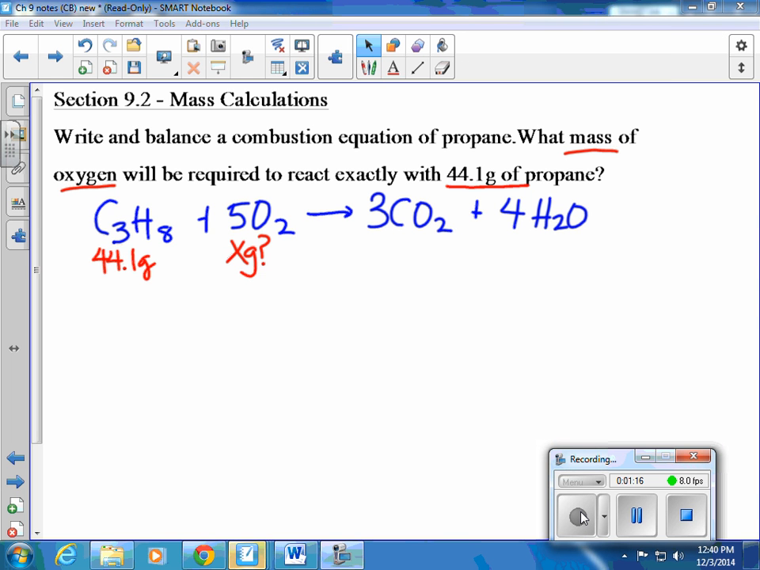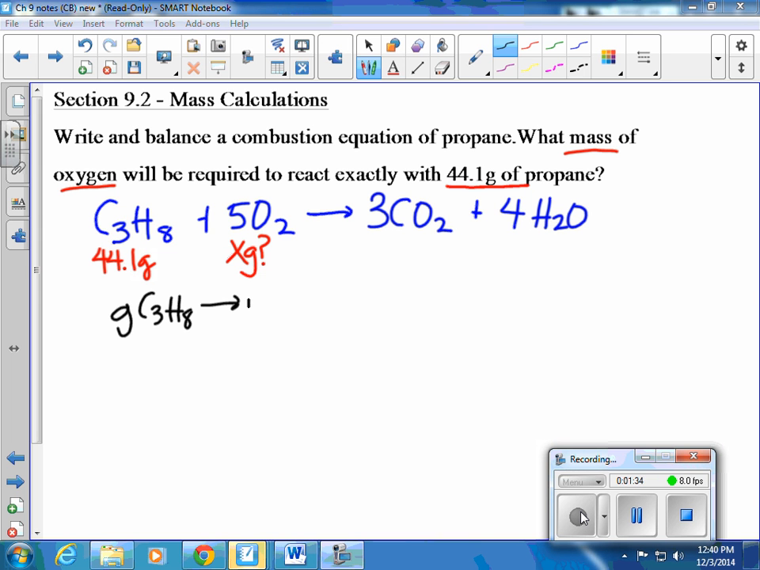Propane, not protein. Okay, so now if we take a look, I'm going to do a little mole map. What we want to do is figure out exactly how many grams of oxygen I need to react with 44.1 grams of propane. So I'm going to take my grams of propane and convert it to moles. You should be looking at your mole map and taking a look at what that means.